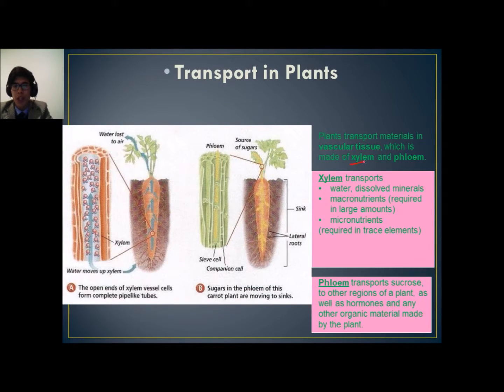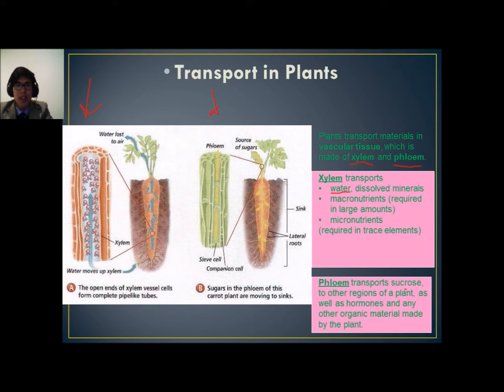made up of something called xylem and phloem. Now, this is the picture of the xylem over here, and this is the phloem, and they are structured a little bit differently. If you notice, the xylem only really transports mainly water, okay, and dissolved minerals, macronutrients, which are like large nutrients, and nutrients needed in large amounts, and micronutrients. But mainly water. The phloem transports sucrose to other regions of the plant.